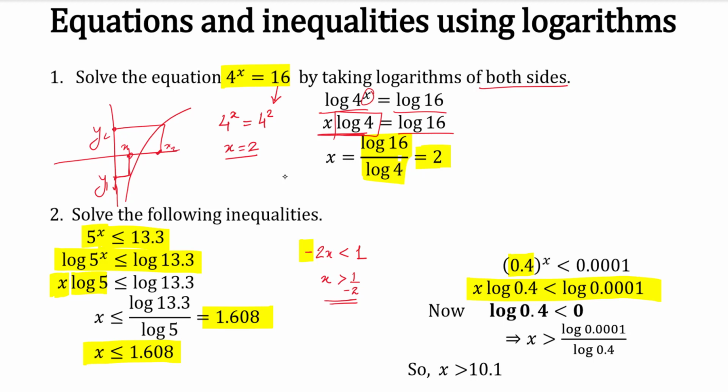So when we multiply or divide by a negative number, the inequality changes. Here it was less than, but when we find the x value we have to divide by log of 0.4, which is of course less than 0. So it would be x greater than this value, and we get this value from the calculator. So we got the set of values of x.